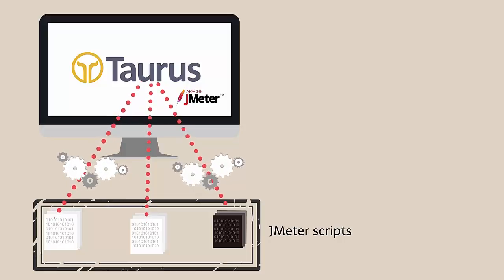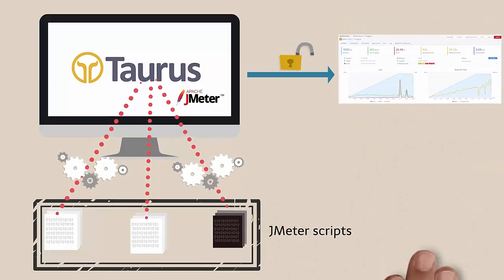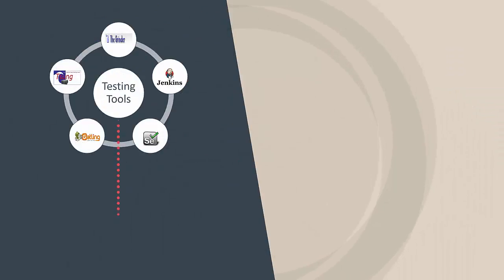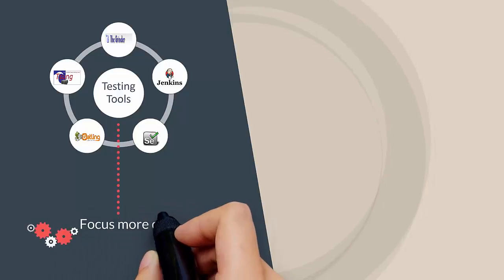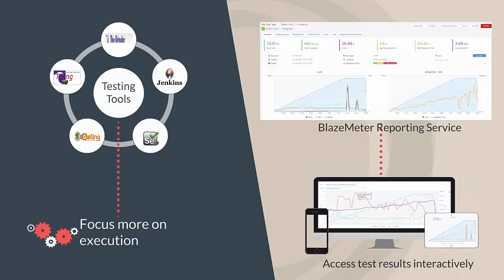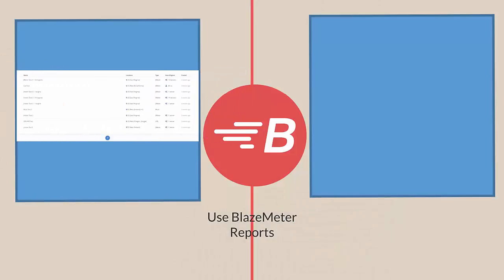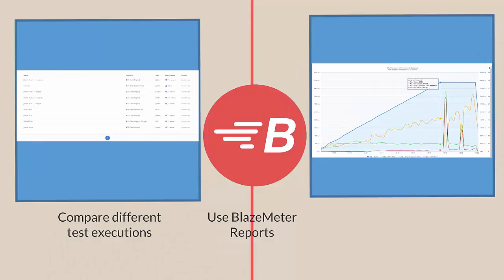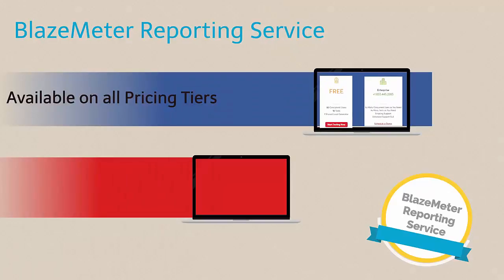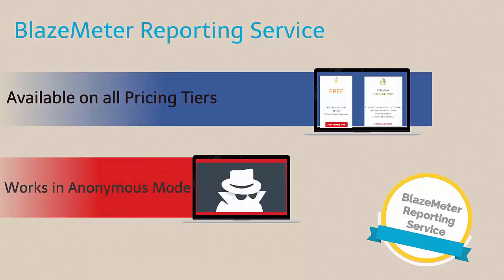The greatest advantage of running a JMeter script using Taurus is that you get access to the BlazeMeter reporting service. While many testing tools focus on execution and less on reporting, the BlazeMeter reporting service allows you to access test results conveniently and interactively. You can use the reports to compare different test executions and monitor trends over time. This is available on all BlazeMeter pricing tiers, including the free version, and it even works in anonymous mode.